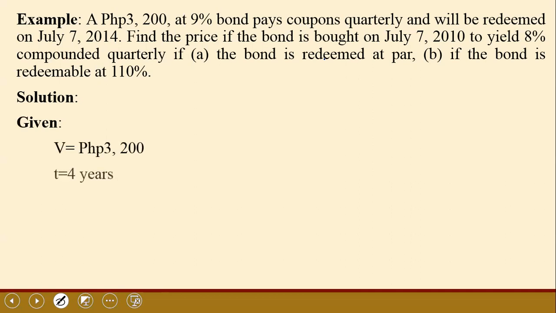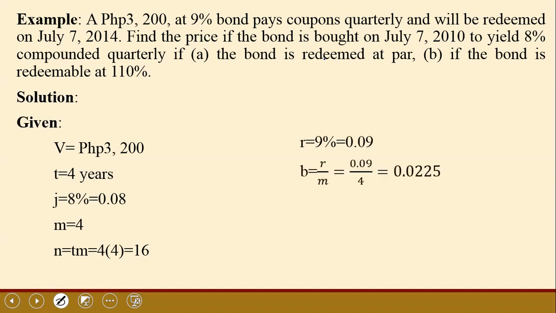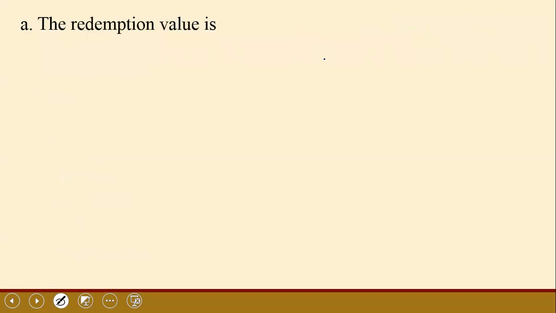Okay? So, yung mga given natin, we have the redemption value of bond, 3,200. The time is 4 years. The nominal interest rate, 8%. The number of conversion per year is 4 kasi quarterly siya. And then, yung N natin, the number of payments, 16. The bond rate is 9%. Another one is the periodic bond interest rate, okay, 0.0225. And then the periodic interest rate, which is 0.02.